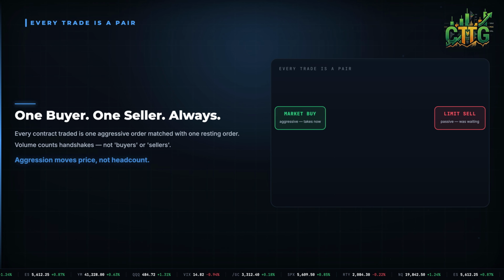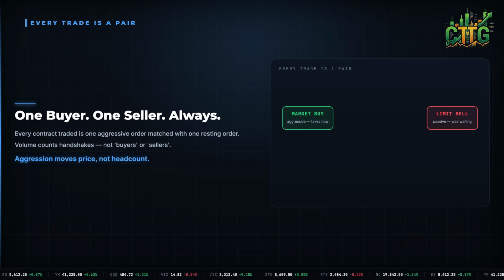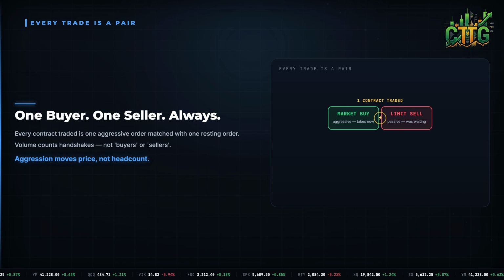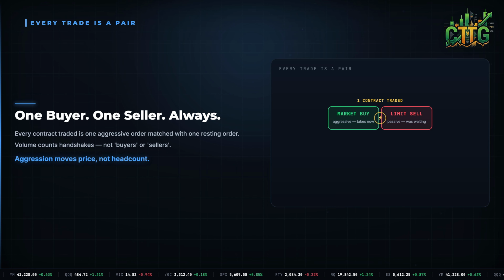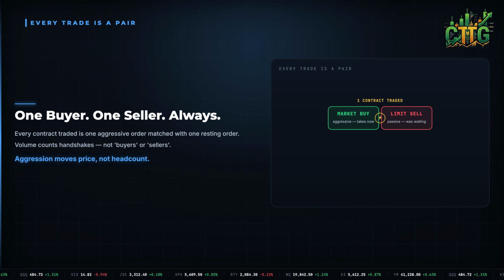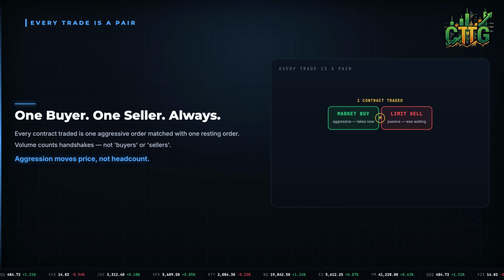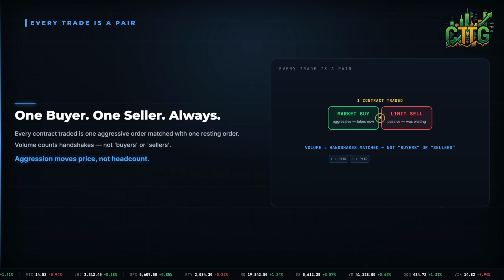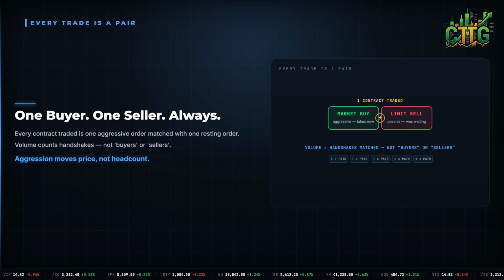Here's the part nobody tells beginners. Every single trade is a pair. One aggressive order matched against one resting order. For every buyer, there is a seller. Always, no exceptions. So volume doesn't mean buying or selling, it means matching. One contract of volume is one handshake, a market order meeting a limit order.